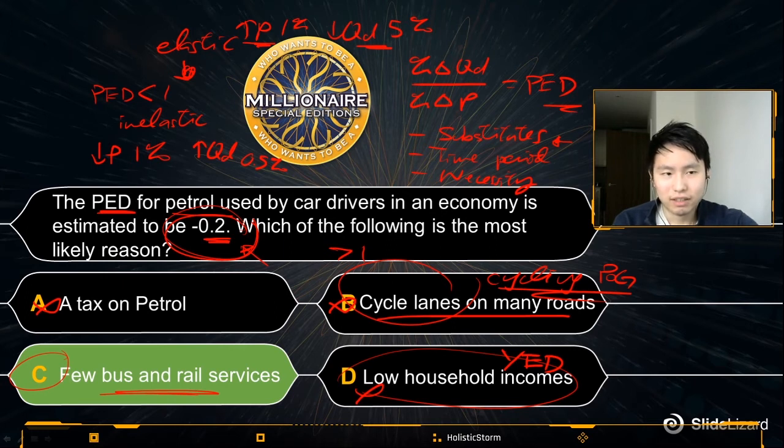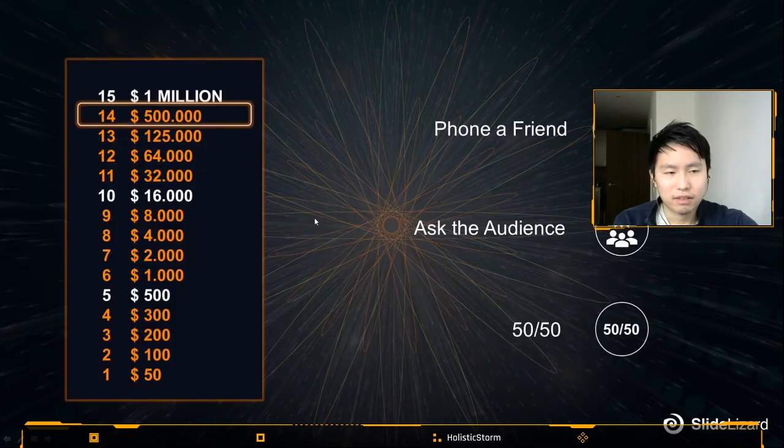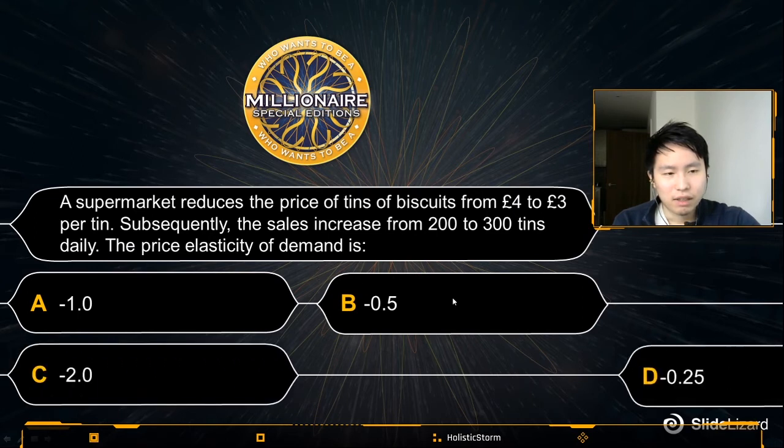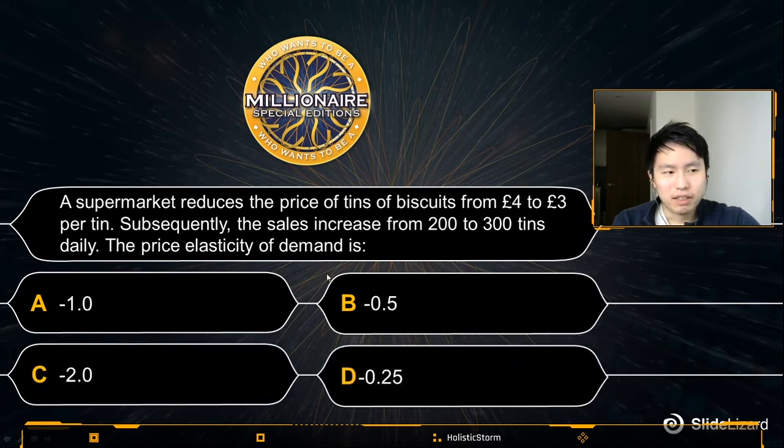Okay, next one. For $500,000. A supermarket reduces the price of tins of biscuits from £4 to £3 per tin. Subsequently, the sales increase from 200 tins to 300 tins daily. The price elasticity of demand is A, -1, B, -0.5, C, -2, or D, -0.25.